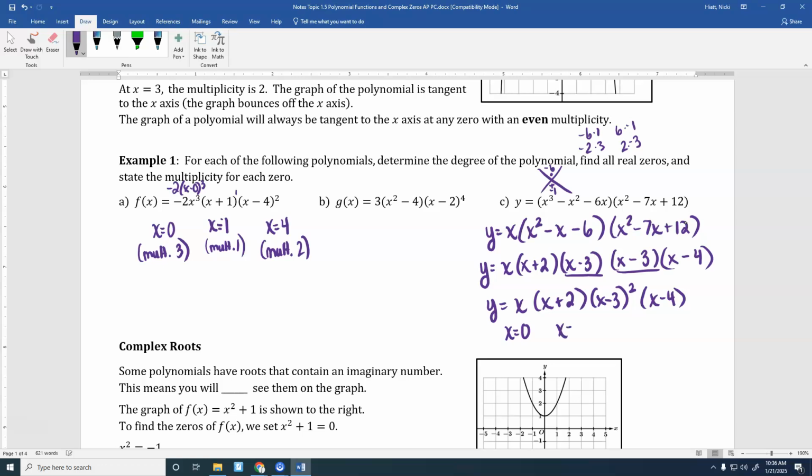I will get x equals negative 2. I will get x equals 3. That one will have a multiplicity of 2. And then I'll get x equals 4. Okay, so those would be our zeros for that problem. Our real zeros for that problem. These only have real zeros, I guess.